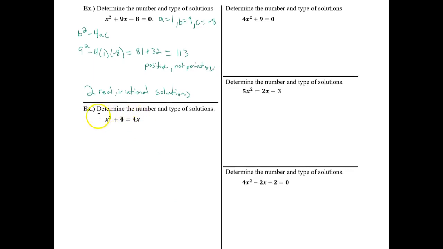This is not in standard form. It's not set equal to 0. So I have to subtract 4x from both sides to get it in that standard form, and we'll have x squared minus 4x plus 4 equals 0. Now it's in standard form, meaning a is 1, b is negative 4, and c is positive 4. We fill into our discriminant, so b squared minus 4 times a times c.